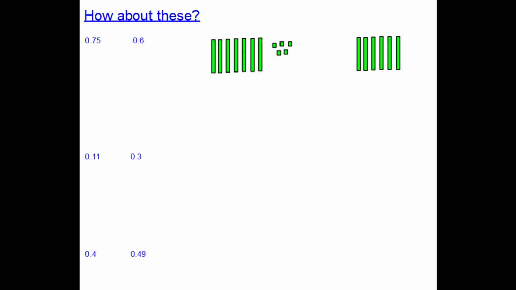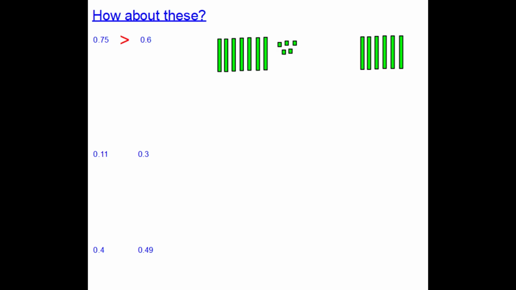0.75 has 7 tenths, so I used 7 rods. And it has 5 hundredths, so I used 5 little squares. Whereas 0.6 has just 6 tenths, so I used 6 rods. When I look at these, I can see that the value of 0.75 is greater, because if I counted those up, just imagining it was just a regular number, it's like looking at the number 75 and the number 60. So clearly 0.75 is larger than 0.6.